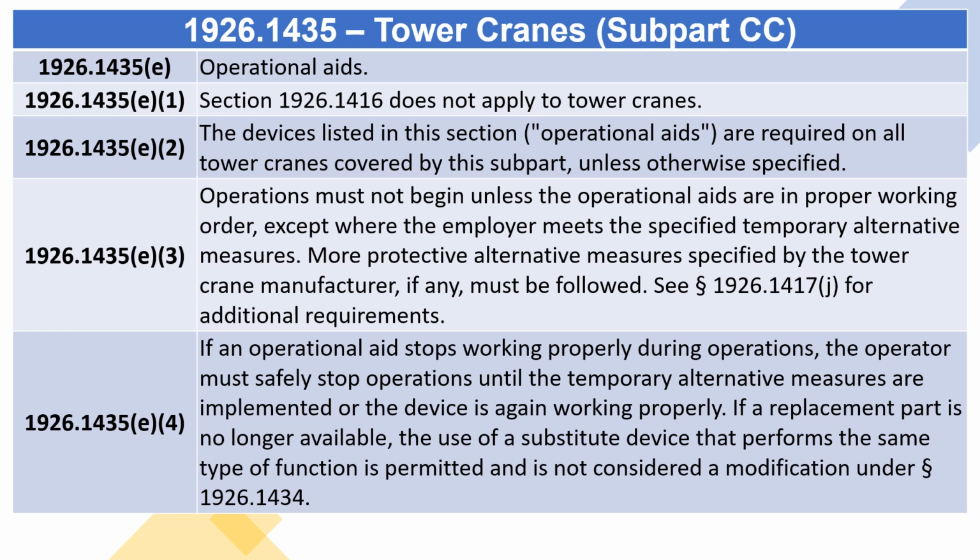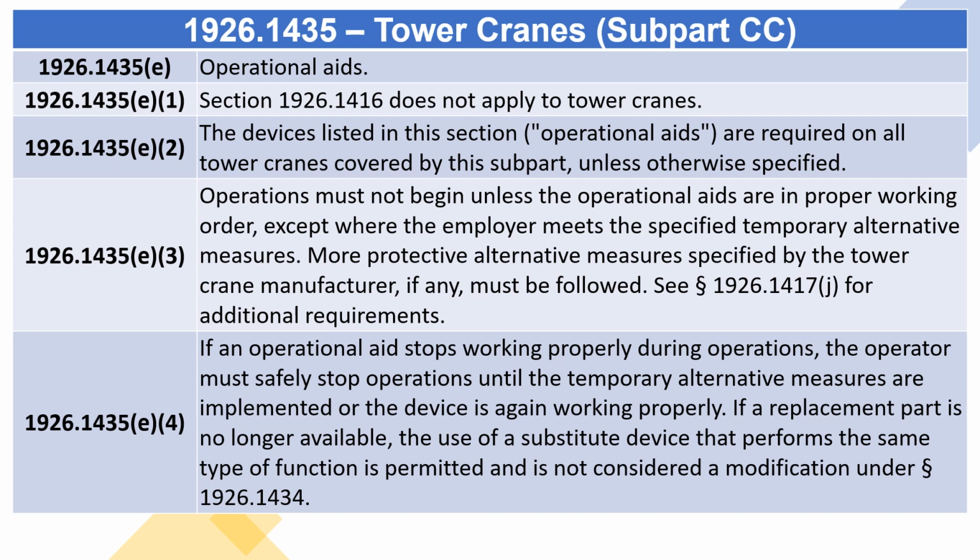1926.1435(e) Operational aids. 1926.1435(e)(1). Section 1926.1416 does not apply to tower cranes. 1926.1435(e)(2). The devices listed in this section, operational aids, are required on all tower cranes covered by this subpart, unless otherwise specified.